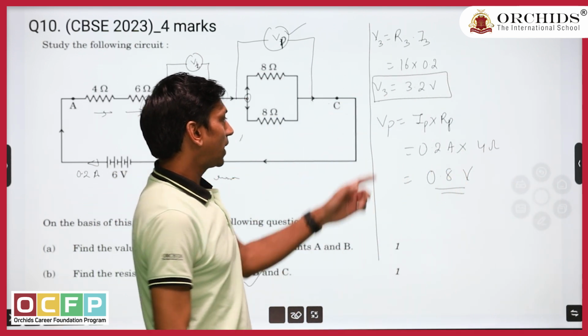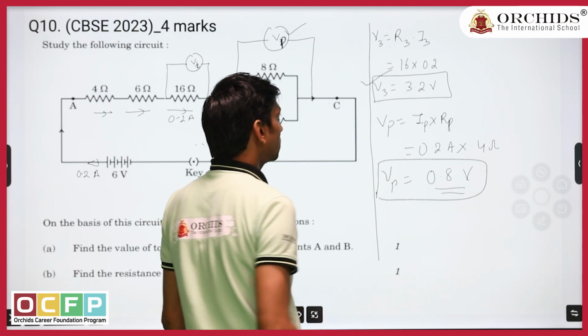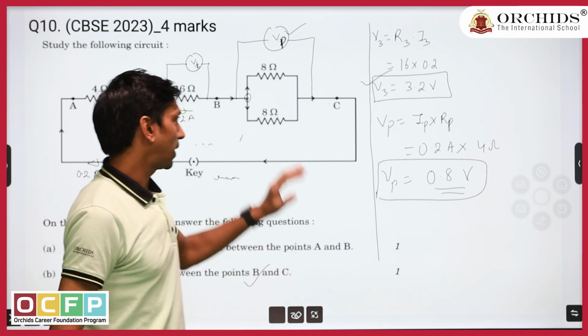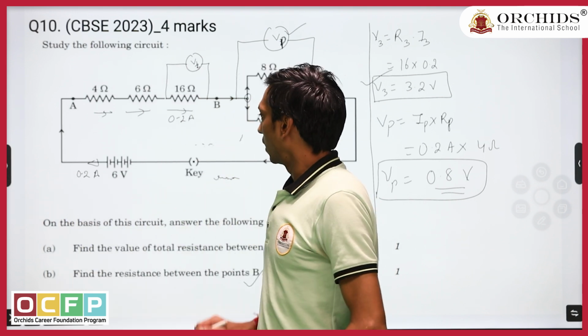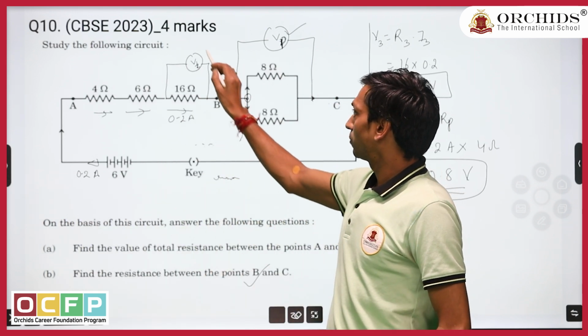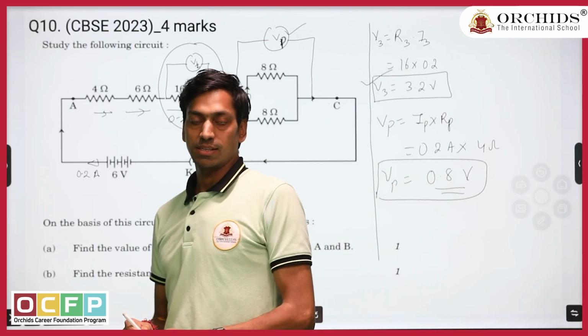So from these two values we can easily say that the potential difference across the 16 ohm resistor will be more compared to the parallel combination. This is the answer for the OR part of the 10th question. The potential difference across the 16 ohm resistor will be more, and the values are as shown.